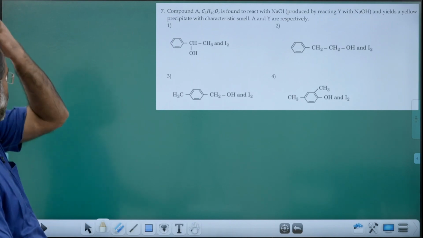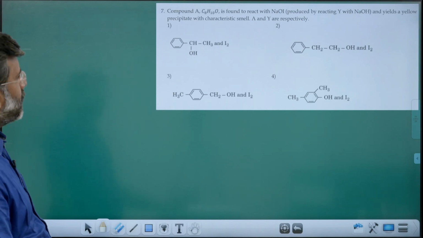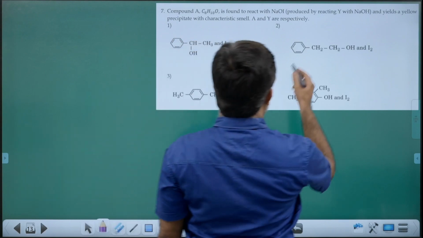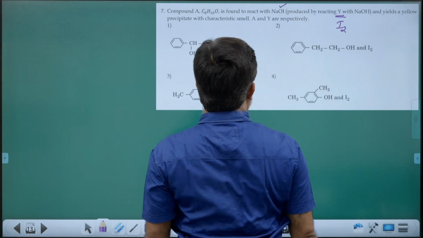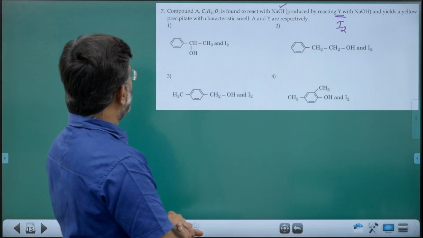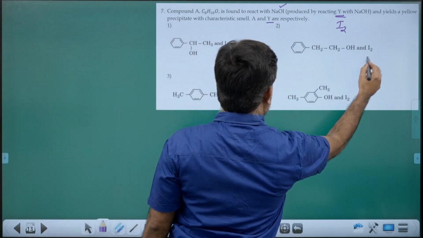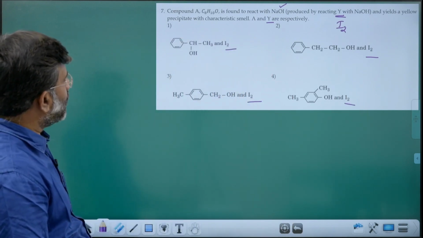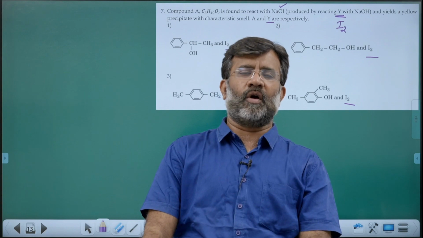Compound A, C8H10O, is found to react with NaOI produced by reacting Y with NaOH. So this is obtained by reaction of Y with NaOH, so Y is nothing but iodine. Iodine with NaOH gives sodium hypoiodite and yields a yellow precipitate. So there is no doubt regarding what Y is: iodine. And what is A? A gives a yellow precipitate, meaning you are getting iodoform. So the iodoform test is confirmed by compound A.